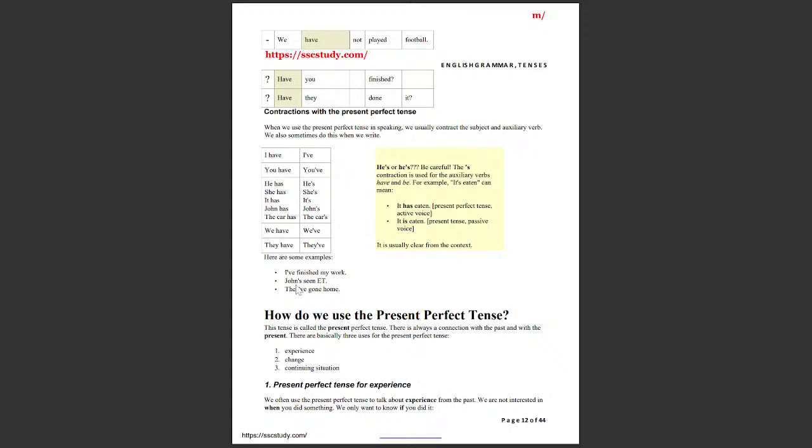Here are a few examples also. I have finished my work. John has seen ET. They have gone home. Okay, these are a few sentences to help you understand better.